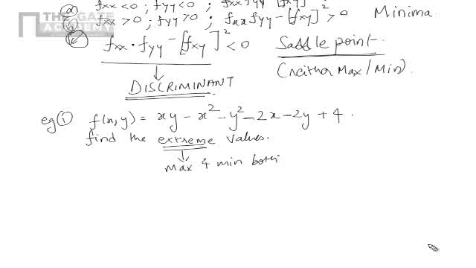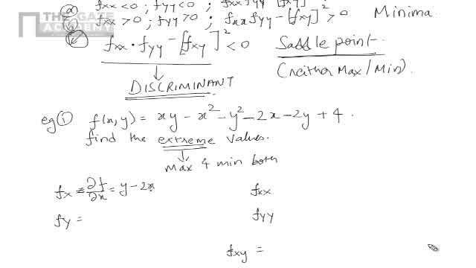So for that we have to find all the points. We have to find all these things. What is fx? What is fy? What is fxx? What is fyy? And what is fxy? What is fx? Fx is nothing but dou f by dou x. This is nothing but differentiation with respect to x alone. I am treating y as constant. That means I will get y minus 2x.